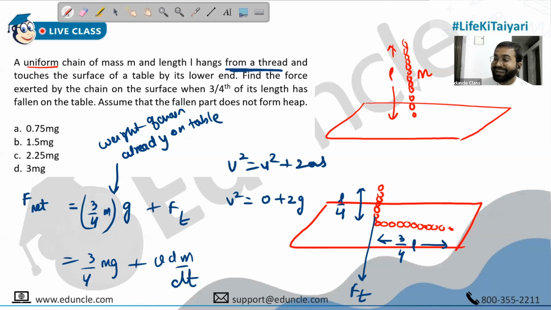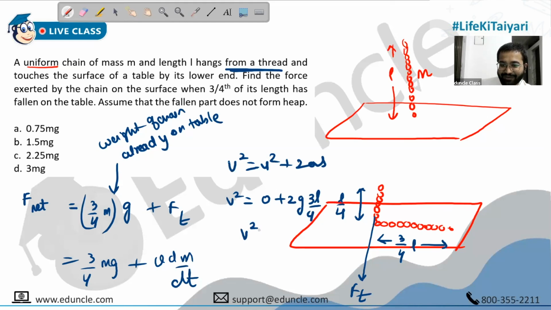L by 4? No, 3 by 4. It covered a length of 3L by 4, and now only L by 4 is remaining. Initially the length was L, and 3L by 4 has fallen. It means the distance covered is how much? 3L by 4. Yes, sir. It's okay, it's a very common mistake that happens.